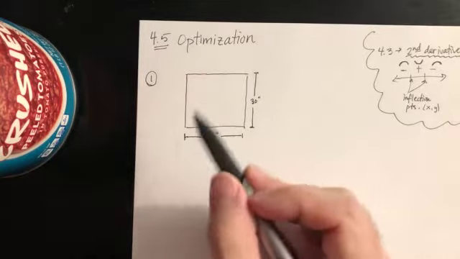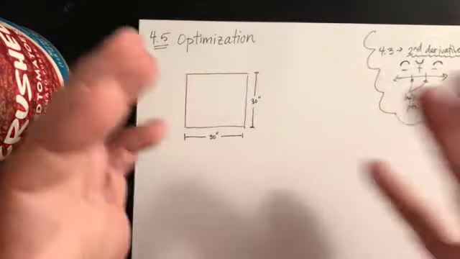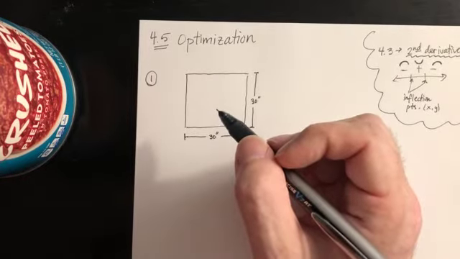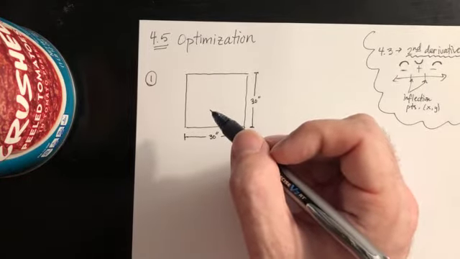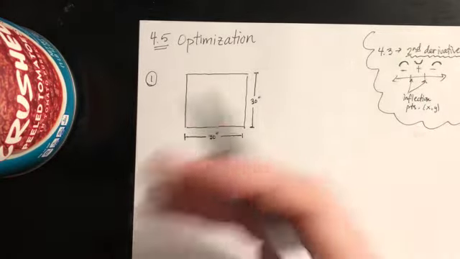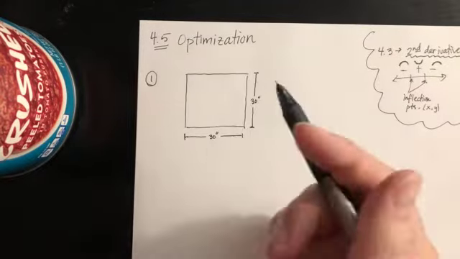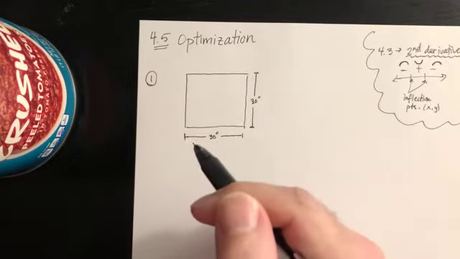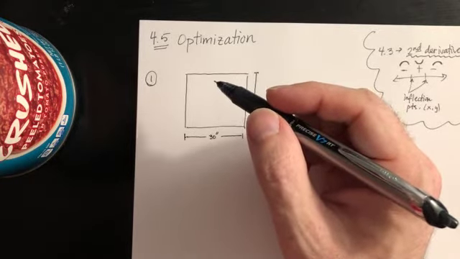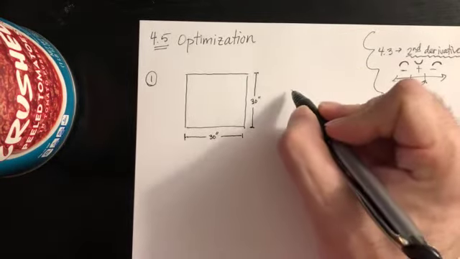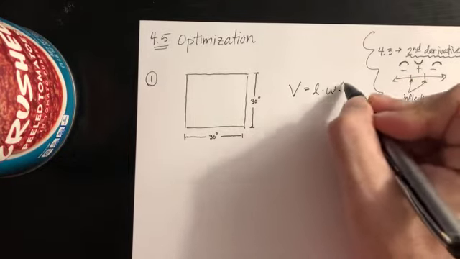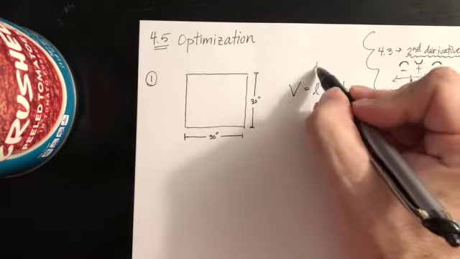And the cardboard itself isn't changing, isn't expanding or shrinking over time, so this isn't related rates. But what optimization does is it says, hey, here's a situation. How can I have a maximum volume or a minimum cost or a maximum area? And that maximum or minimum is telling you what equation you want to take the derivative of. So in this case, it says what dimensions will yield a maximum volume. So we're creating a box, and the volume of a box is length times width times height.